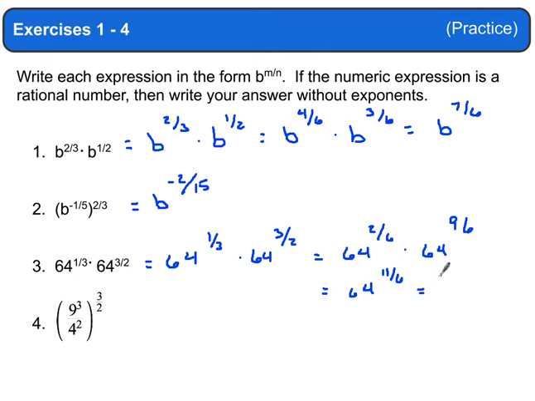We could rewrite this one as the 6th root of 64, and we could raise that to the 11th power. So it turns out the 6th root of 64 is 2, and then 2 to the 11th power, and it's okay to pick up a calculator for these. Don't feel bad about that. You get 2,048.